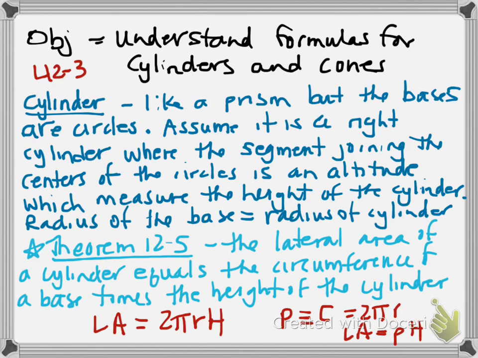So this is the beautiful thing, is if you understand that a cylinder and a prism are very similar, if you only memorize the formula for a prism, all you have to do is substitute in what the perimeter would be for a circle, and then you've got the new formula. So it's not like you have to memorize all these separate identities. They're very related to each other.